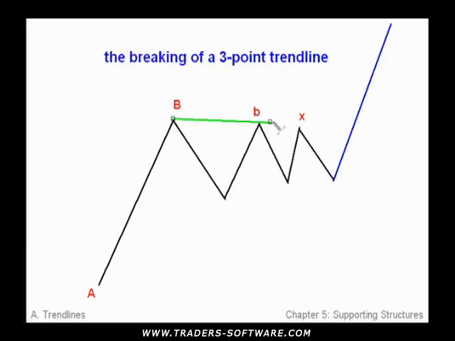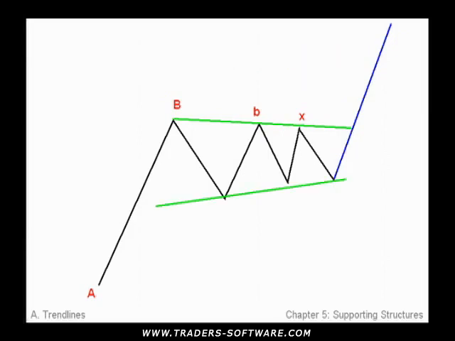By the way, I call this the breaking of a three-point trend line. A three-point trend line is a better trend line break than a two-point trend line. This pattern also has other names. Sometimes it's called a triangle, or a flag, or a wedge. But the bottom line is that they are all breaking the trend line in the direction of the trend.